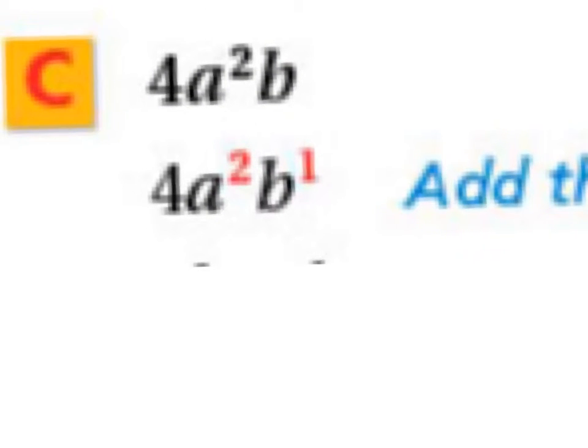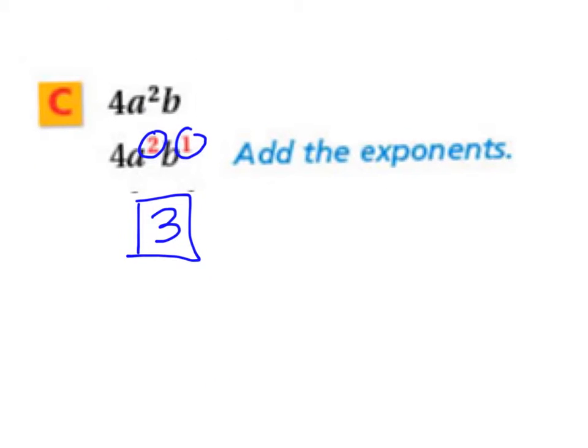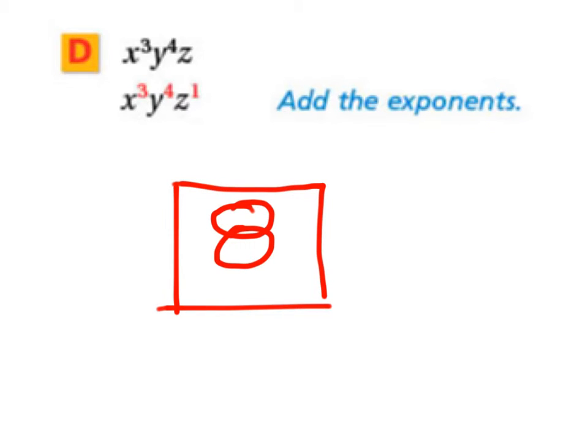In this case, you have 4a squared b. You have two different variables. The exponents are the following. You have a 2 and a 1. You add them all together. So 2 plus 1 would be 3. Third degree. And then in this one, x to the third, y to the fourth, z to the first, add the exponents together. 3 plus 4 plus 1, that would be the 8th degree.